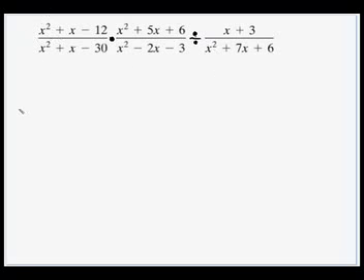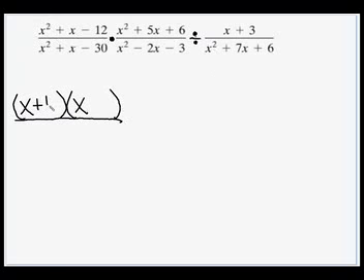But let's get started. Our first numerator, we've got to factor that into a couple binomials. The factors of -12 that add up to a +1 have to be 4 and 3. A +4 and -3 will add to +1, multiply to -12.